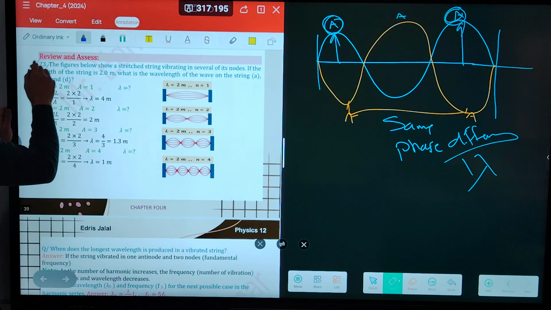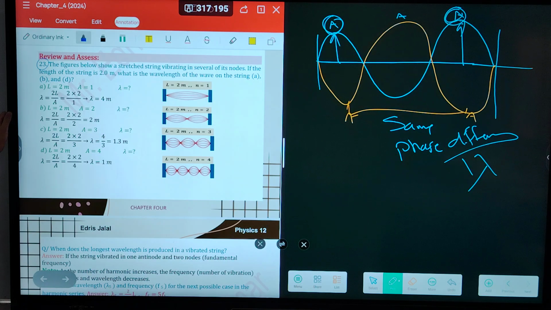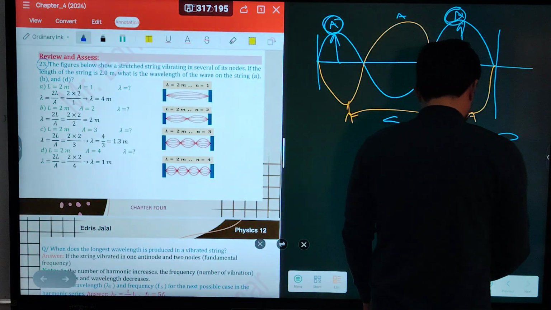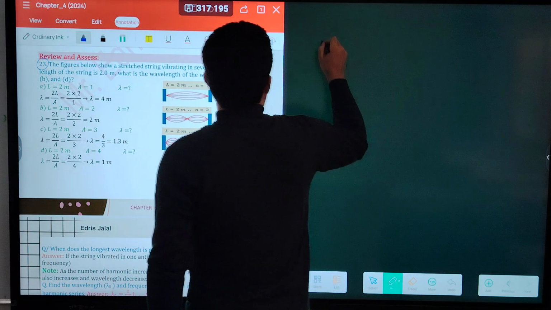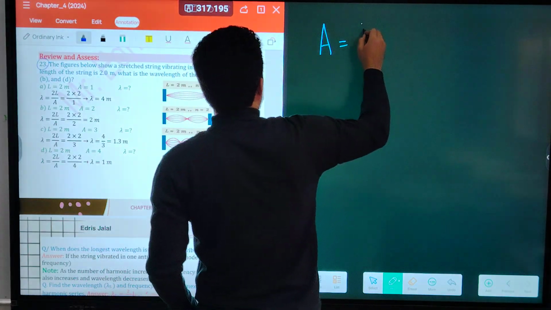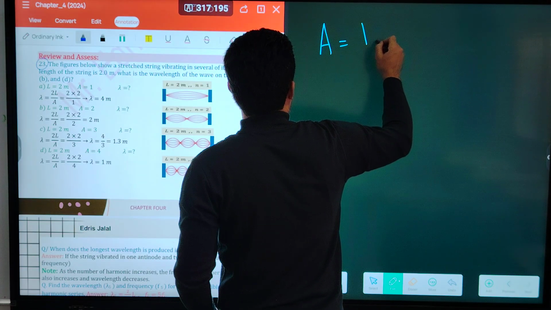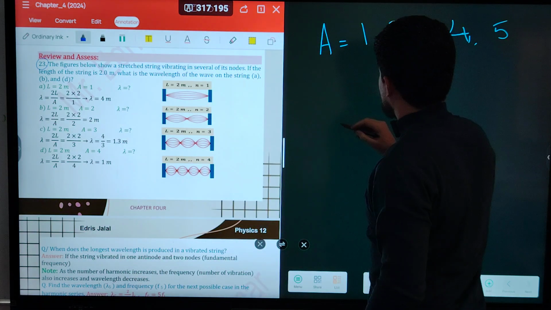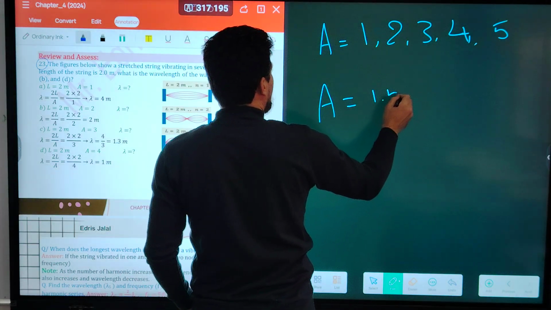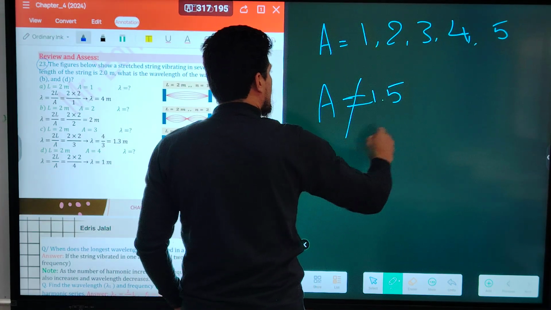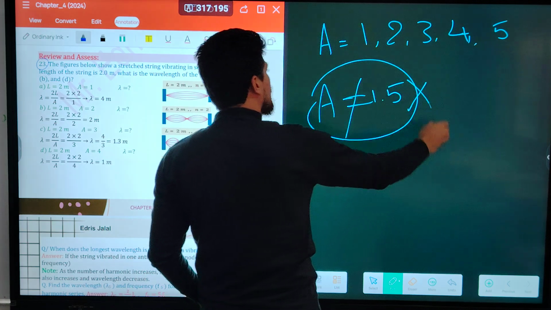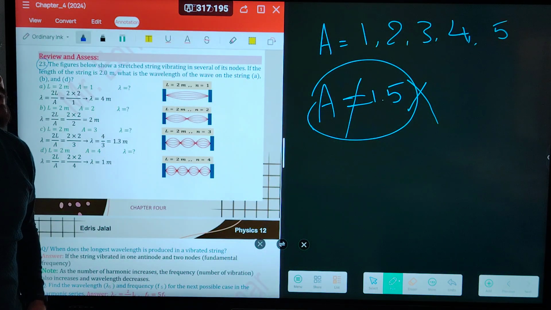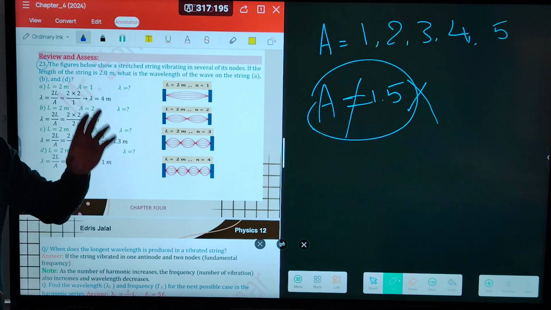Look at this question, question 3. The figures below show the stretched string vibrating in several of its modes. If the length of the string is 2 meters, what is the wavelength of the wave on the string? But guys, look. In a string, n must be an integral number: 1, 2, 3, 4, and 5. n can never be a decimal number, guys. This is wrong, be careful. n cannot be a decimal. It should be an integral number 1, 2, 3, 4, and so on, okay?